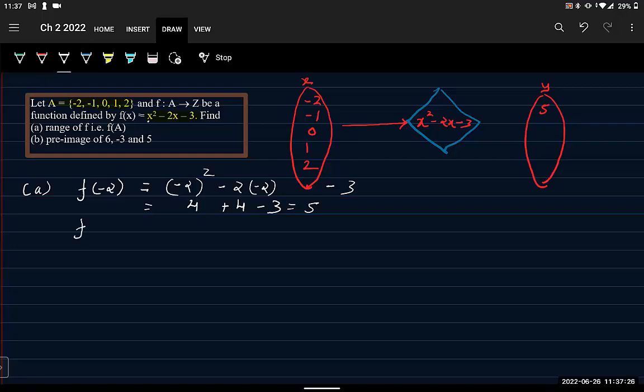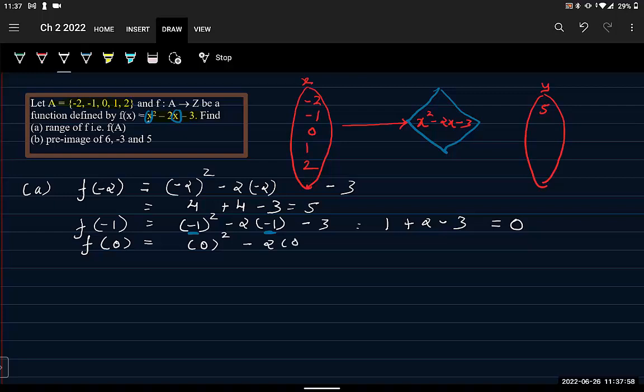Then again, we'll keep substituting different values of x. f of -1 will be (-1) square minus 2 into -1 minus 3. Wherever we have x, we'll substitute the value of x, that is -1 in the second case. So this will become 1 plus 2 minus 3. 3 minus 3 will become 0. Then f of 0, 0 square minus 2 into 0 minus 3 will give us the value equals to -3.